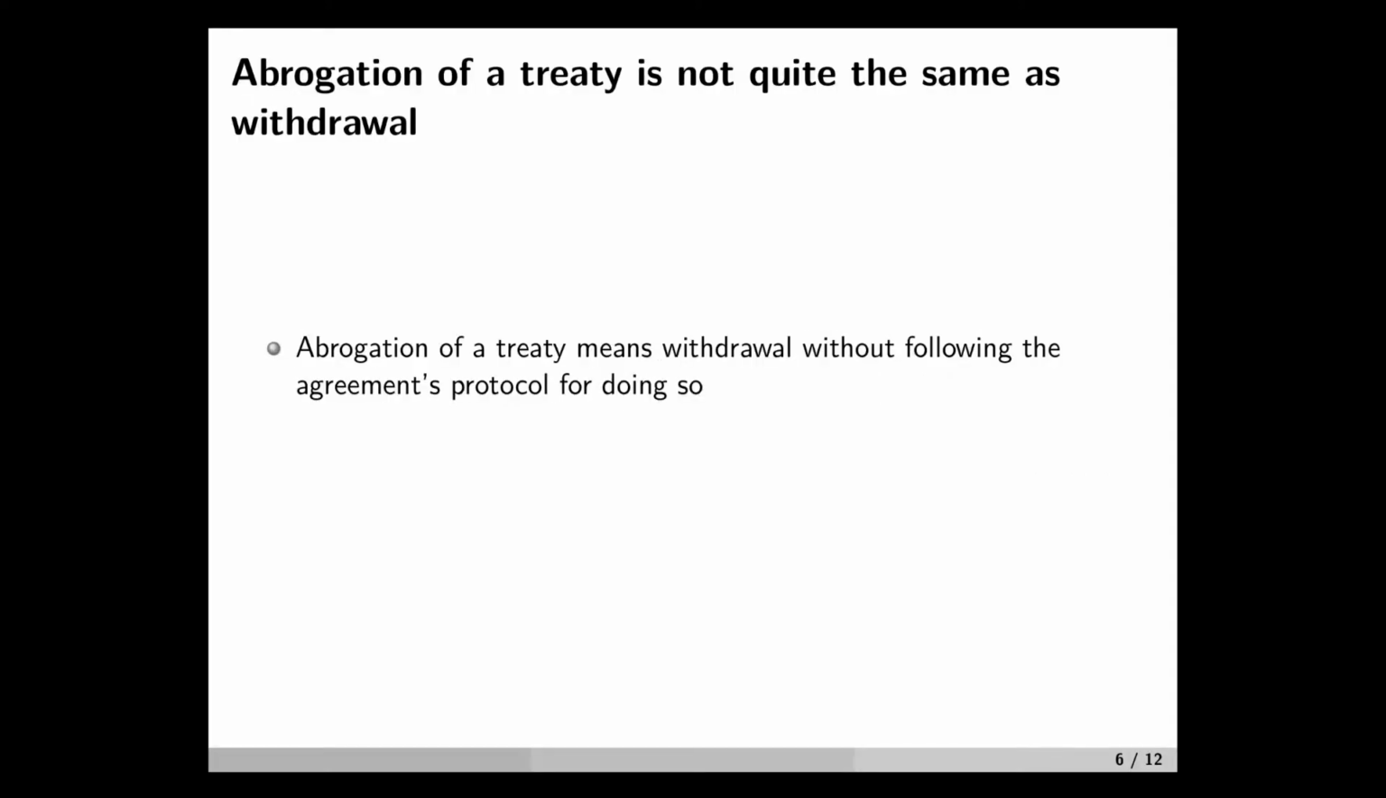Now, another word that we hear a lot when it comes to international treaties is abrogation. An abrogation of a treaty is not quite the same as withdrawal, although you will see instances in which the words are used interchangeably. But there's actually a difference, and the difference is that abrogation of a treaty means withdrawal without following the agreement's protocol for withdrawal, meaning simply unilaterally refusing to abide by the obligations of the treaty.